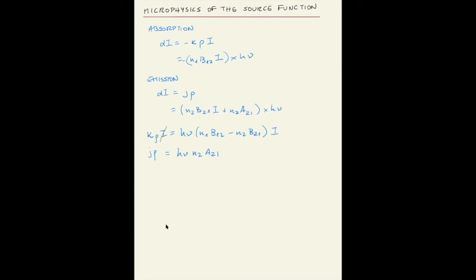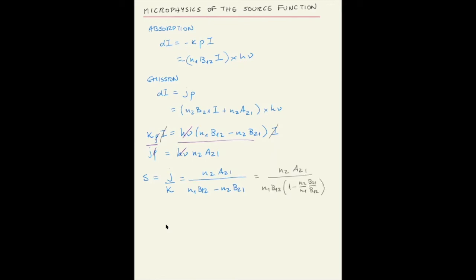So we can cross the intensity from the absorption. And now you can write the source function by dividing the emissivity over the absorption. Now, dividing one by the other, you cut the h nu and the rho. Now we can extract the n1 B12 from the denominator.